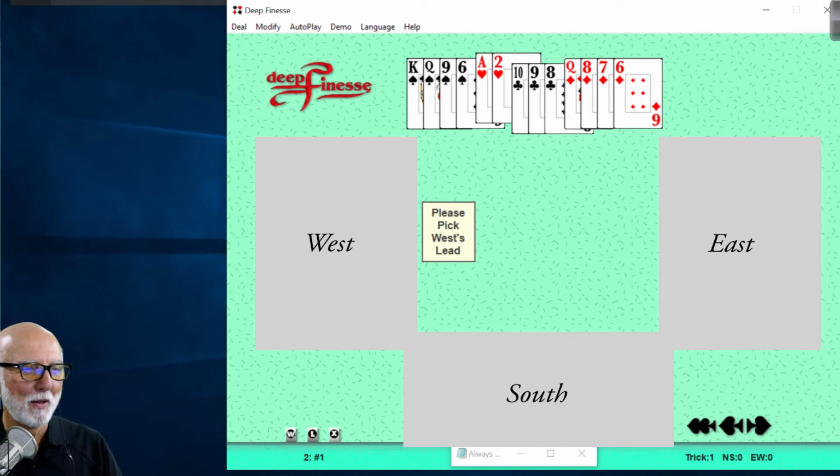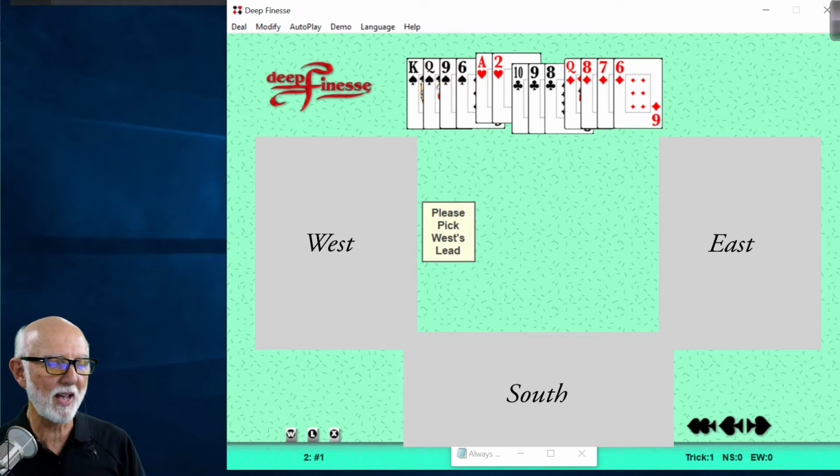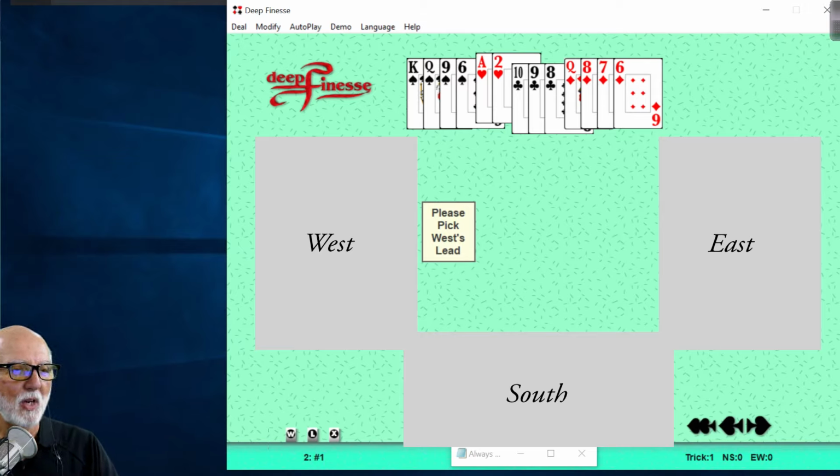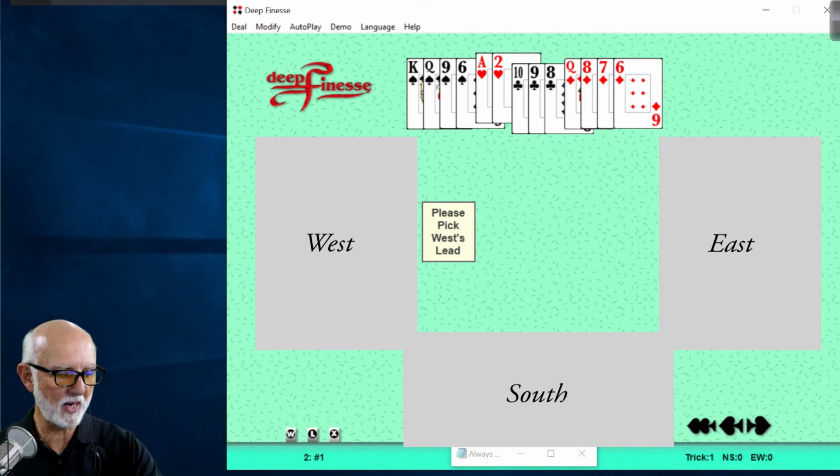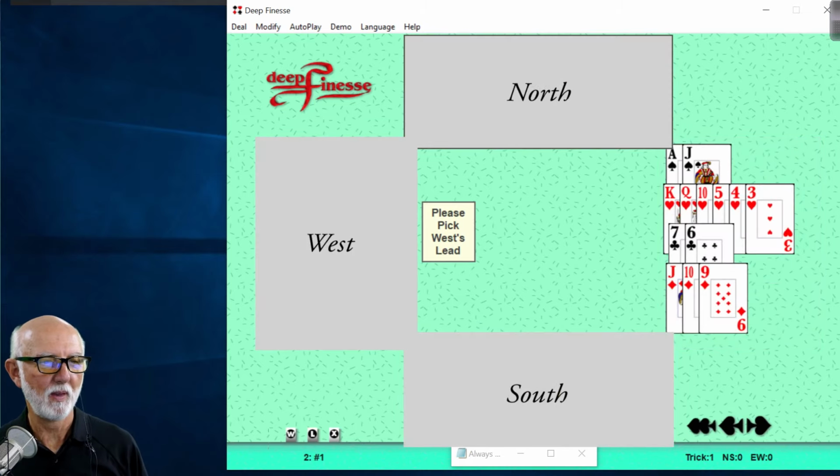Aha! 4, 5, 6, 7, 8, 9 points. Not enough for game, but we're so close. If our partner has extra values, we should be in game. So we're going to make a 2 club Stayman bid to say we have a 4 card major. Okay, over to the east hand.